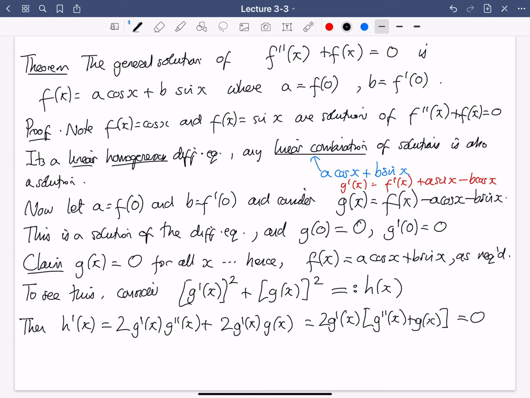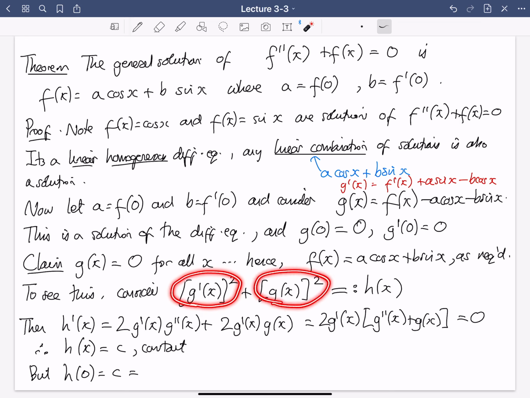Okay, so this function h of x, this crazy thing I just threw at you, is a function whose derivative is 0. And we know that if you've got a function whose derivative is 0, then h of x is c, constant. But what's h of 0? Well, h of 0 is that constant, but if we go back to the definition of h of x, h of 0 is g prime of 0 squared plus g of 0 squared. g prime of 0 and g of 0 are both 0, so h of 0 is just 0.